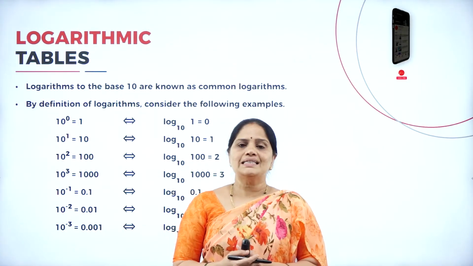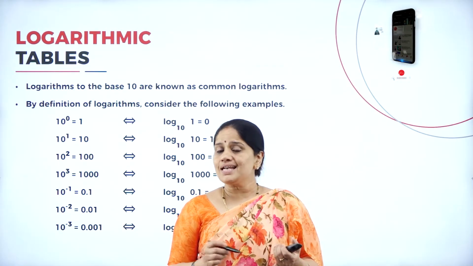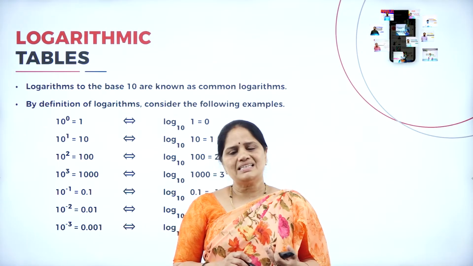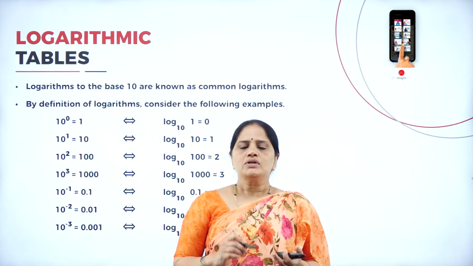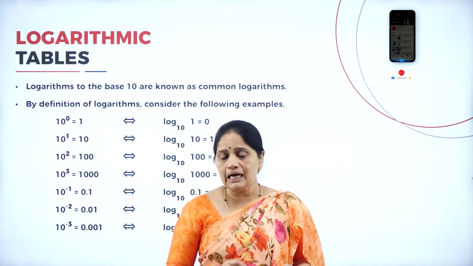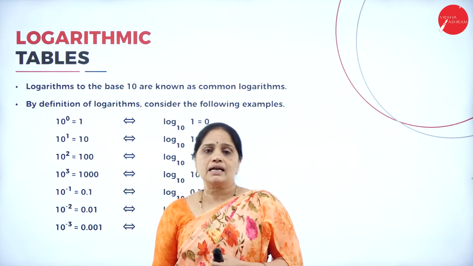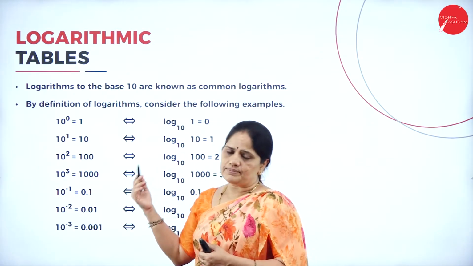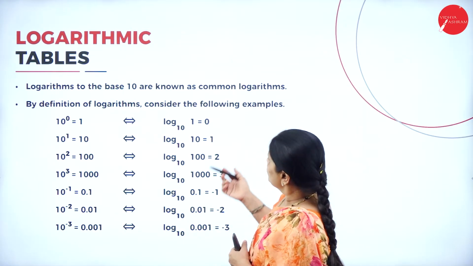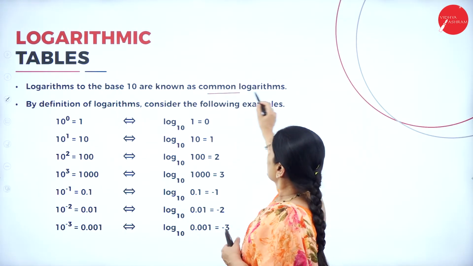So we all know that logarithms are of two types. One is the natural logarithm, the other one is the common logarithm. So logarithm to the base e is considered a natural logarithm and logarithm to the base 10 is considered a common logarithm. Now let us have a look at what common logarithms are.